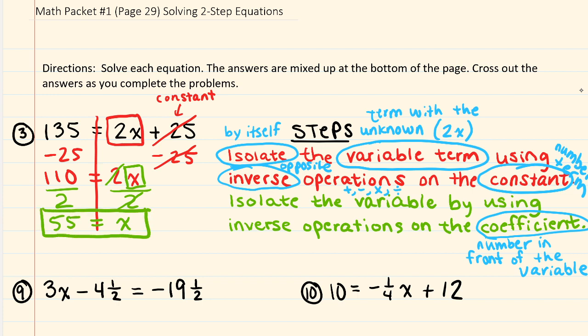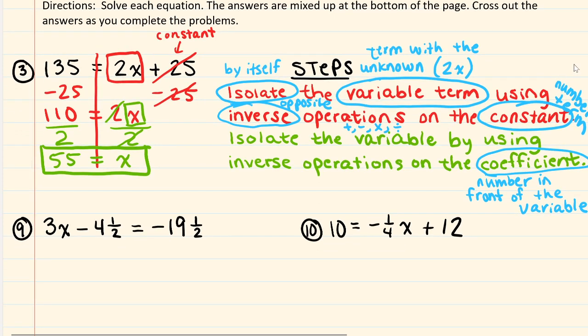And I'm going to look over here on my packet real quick. And yes, x equals 55 is on there. The last column, the second entry in the last column. Okay, let's try 2 more real quick now that we know what we're doing.